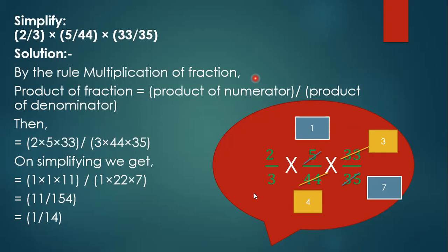If you again see, this 3 and this 3 can be cancelled out. So basically we would be left with only 1 by 14. Okay children, please try to practice more of such questions because this is going to become very easy if you practice. One more question here.